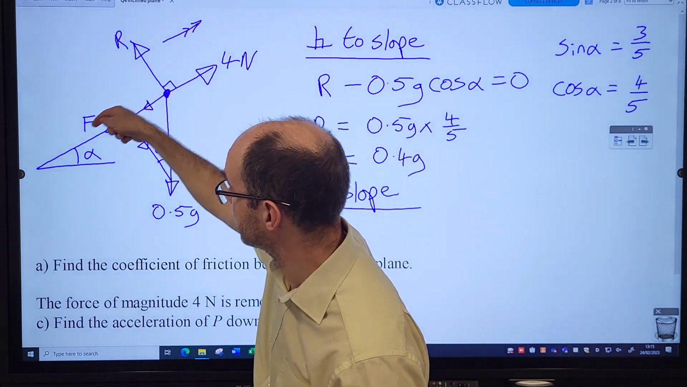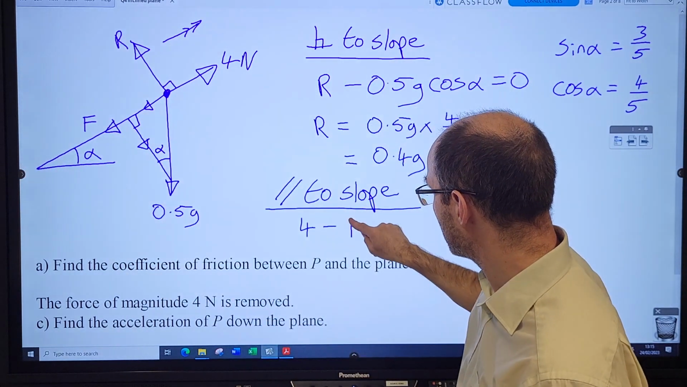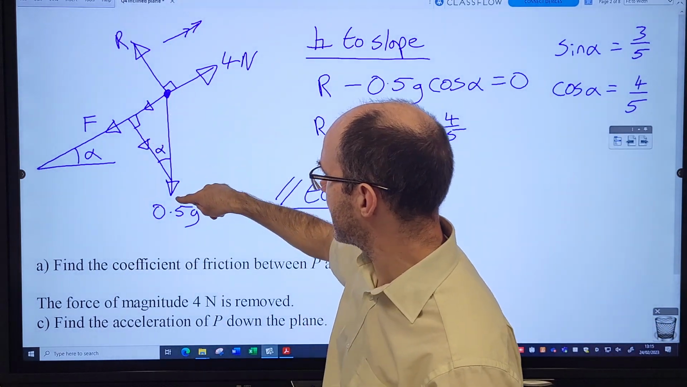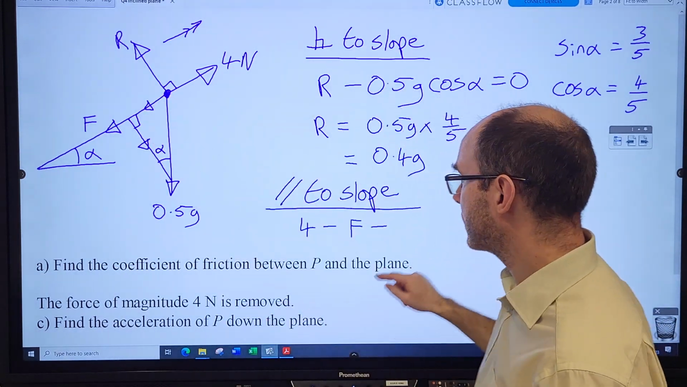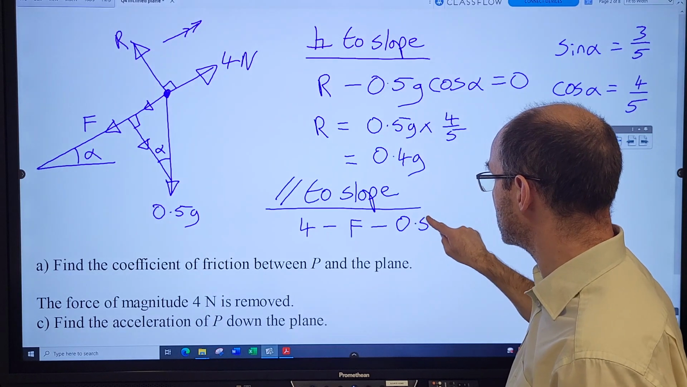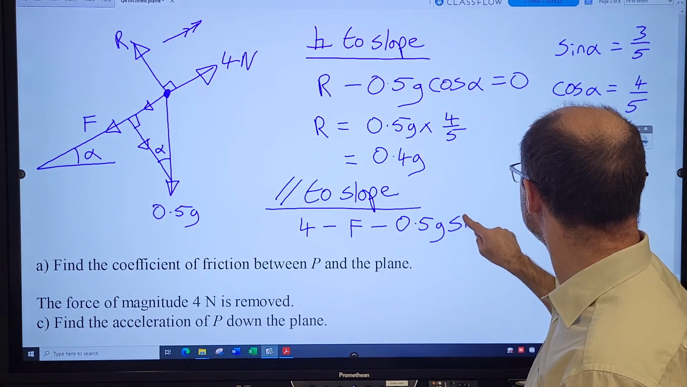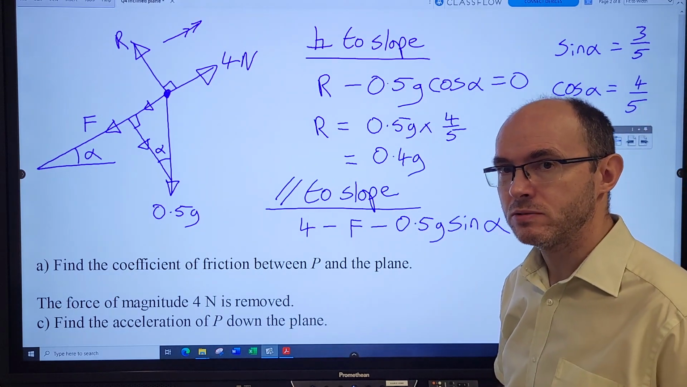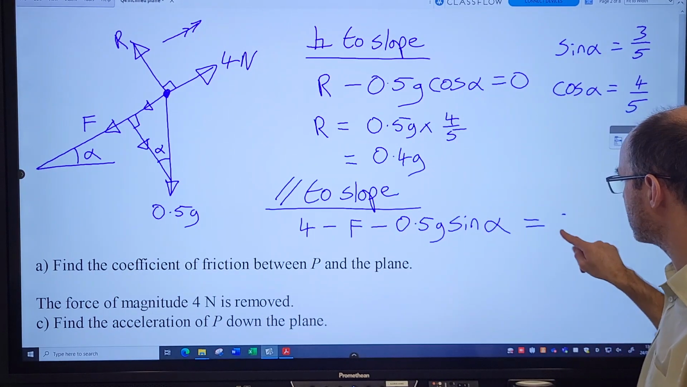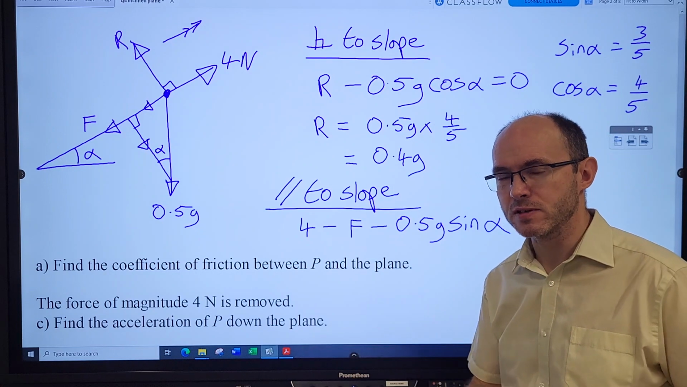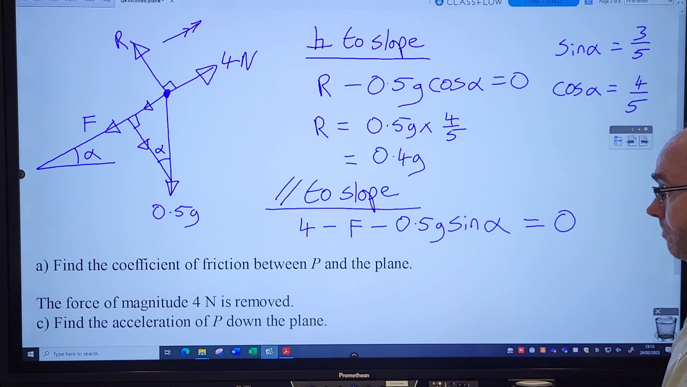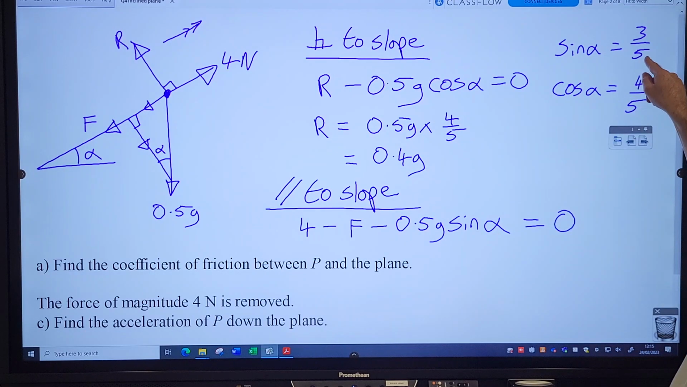Subtract, obviously, the frictional force the other way, but also subtract the weight component, which is that bit there. Because that is opposite angle alpha, that's going to be 0.5 g sine alpha. And that's equal to mass times acceleration, which is 0. Don't forget it's not moving, it's on the point of moving, so its acceleration is 0. The sine alpha I can write as 3/5.